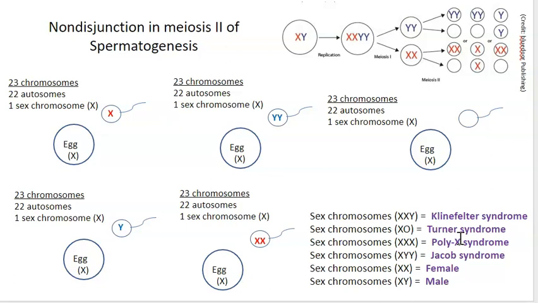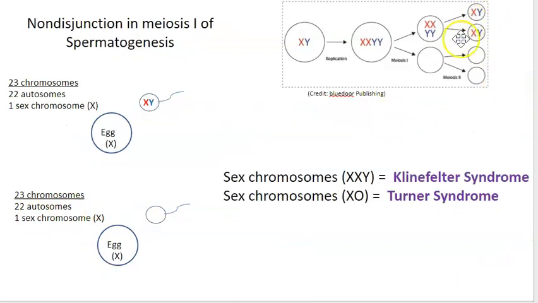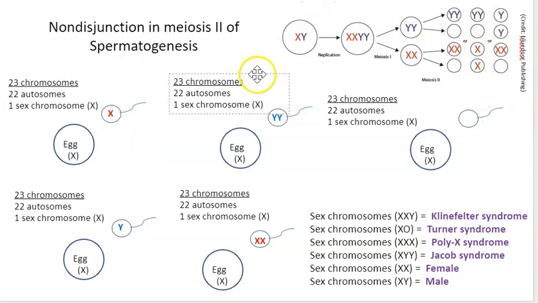So as you can see, right, if non-disjunction happens, and we've just now looked at spermatogenesis, we can get a number of different outcomes, right? If it happens during meiosis 1 in spermatogenesis, 100% of the gametes are affected. And if any of these sperm fertilize a normal functional egg, it is going to result in some sort of a condition. If non-disjunction happens in meiosis 2 of spermatogenesis, again, you can get a variation. You may end up with a normal female with the right chromosome number, or a normal male with a correct chromosome number, or you can end up with any of these types of conditions.